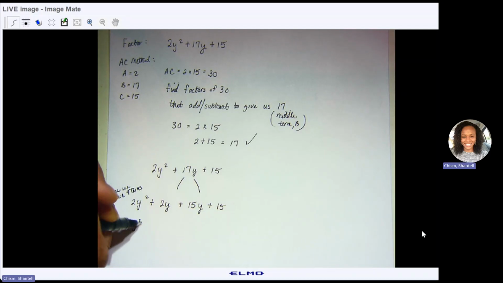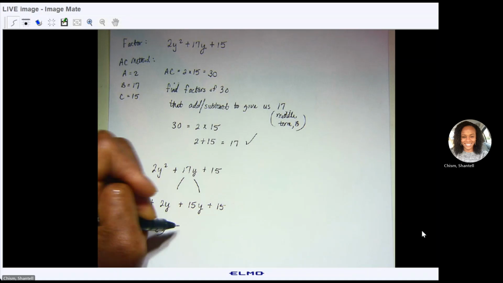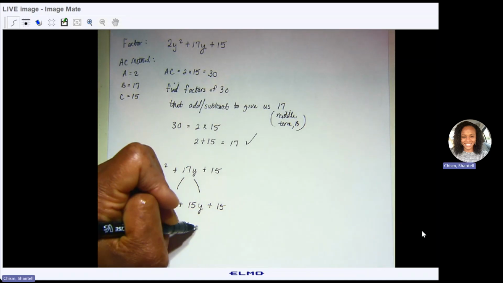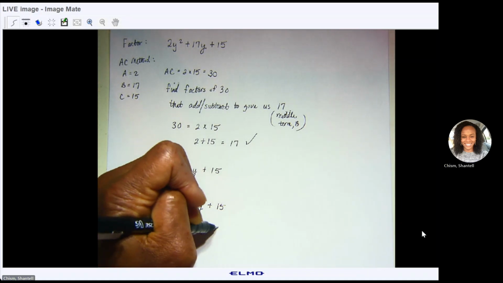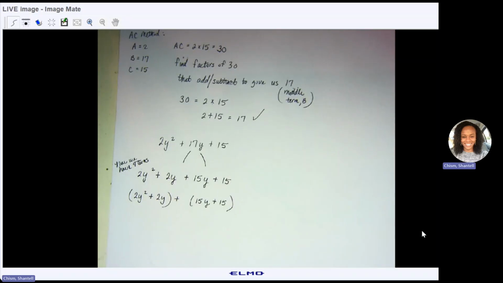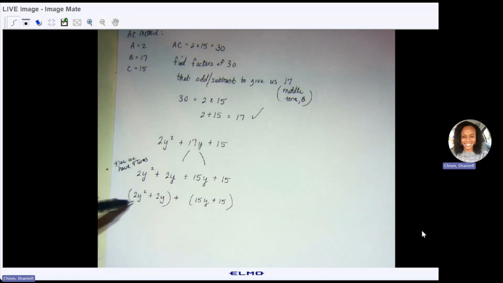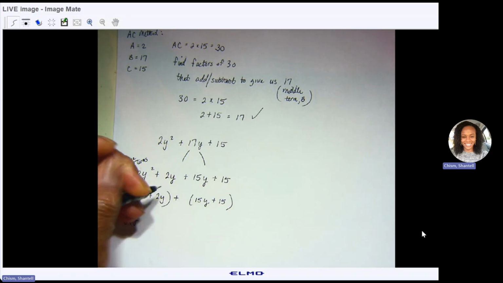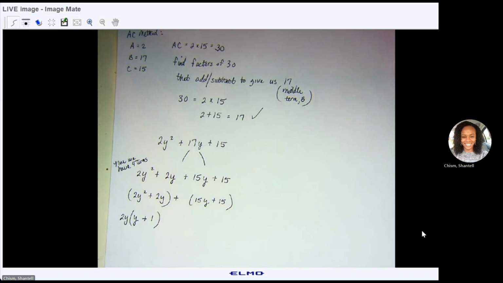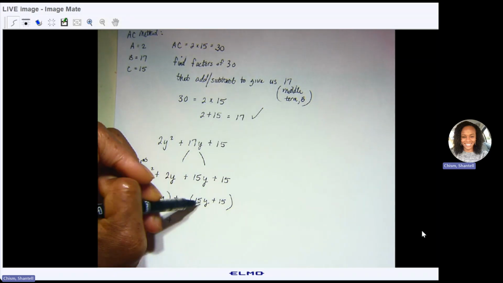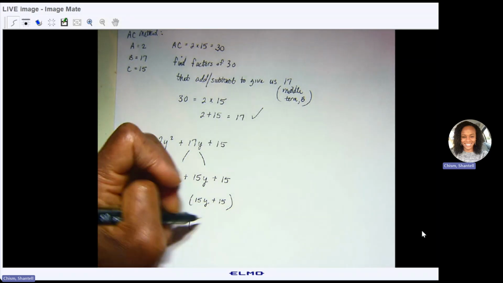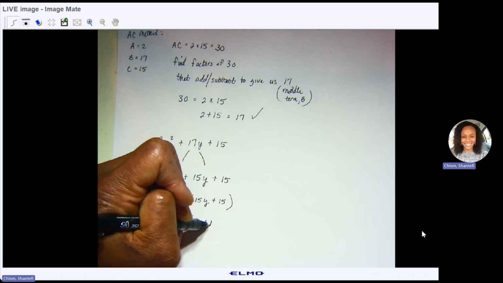So we group the first two, and we group the last two. Okay. Now I'm able to pull out 2y. That leaves me with y plus 1. Because remember, you always pull out the greatest common factor. So not only were we able to pull out a 2, but we were also able to pull out a y. And then over here, I'm going to pull out 15. And then I'm left with y plus 1.